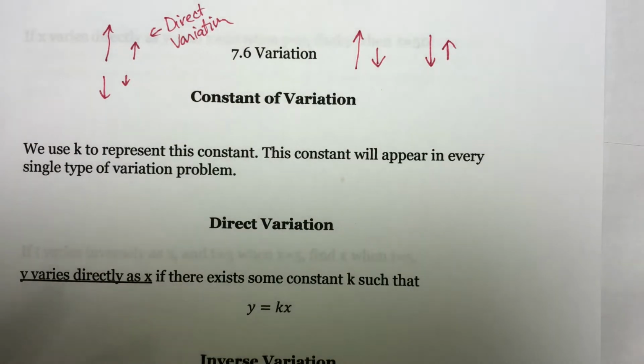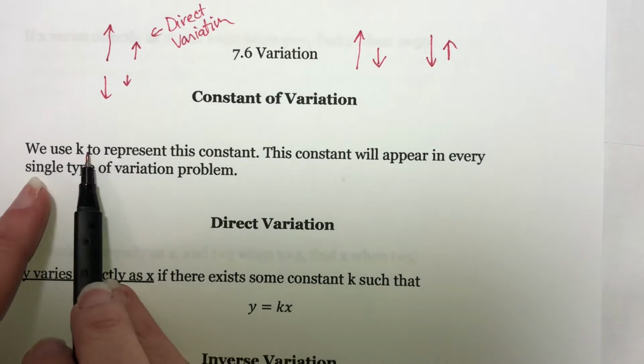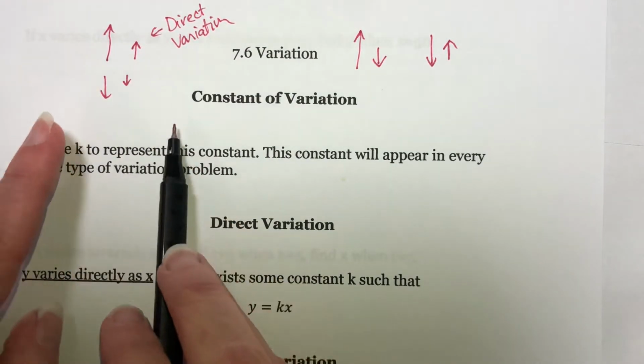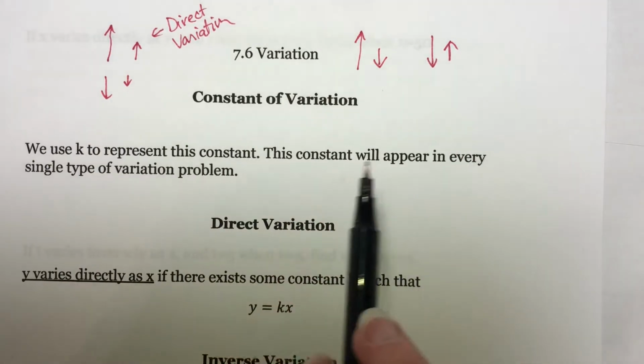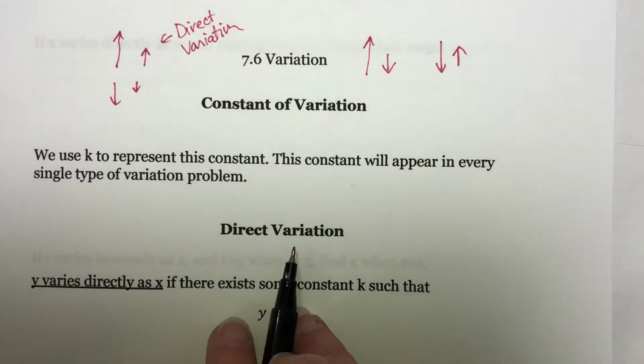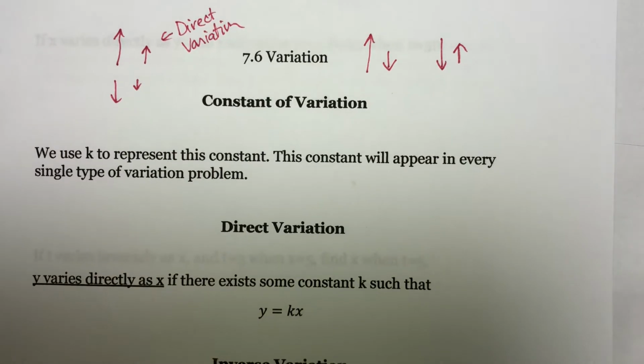On every single one of these problems, we're going to have a K in the formula we use. This is the constant that takes care of how closely these are related to each other. We call it the constant of variation, and it will appear in every single variation problem. Okay. Now we talked about direct variation. This is where things are moving in the same relationship.